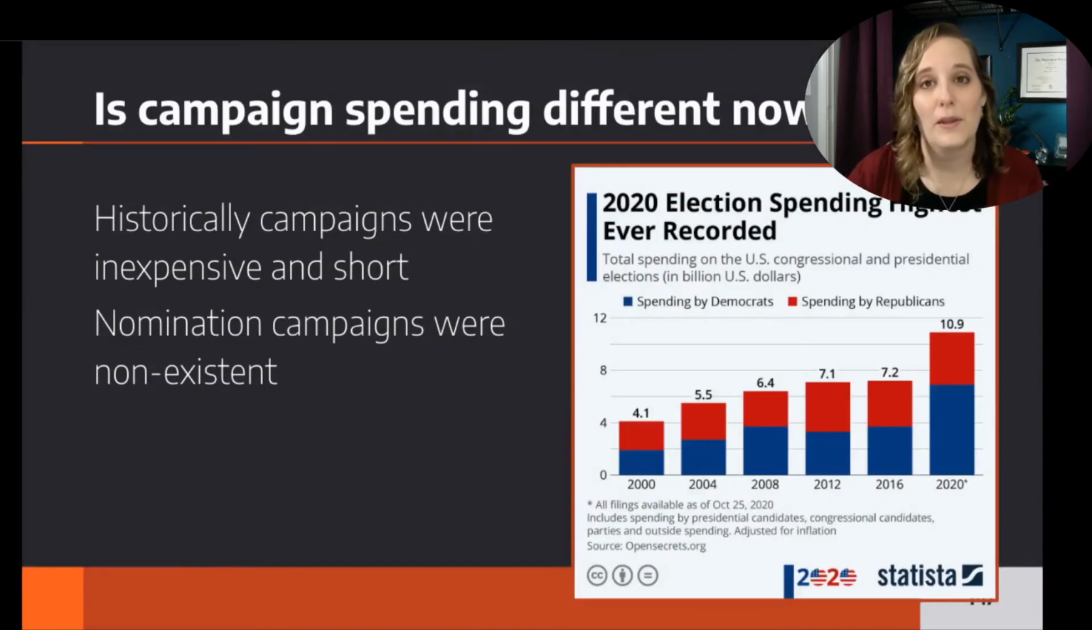This chart should look familiar from our last lesson. Historically, campaigns were inexpensive and short. However, campaign spending has now become a billion-dollar industry. In the past, nomination campaigns were non-existent. Instead of party bosses choosing the nominees, the majority of a presidential campaign is actually spent just winning the nomination of their party.